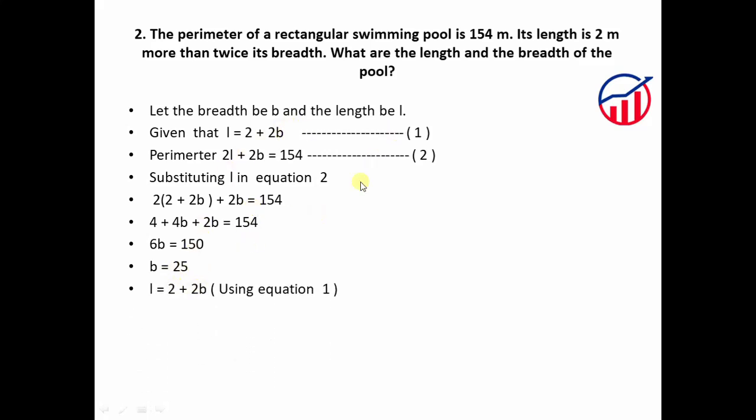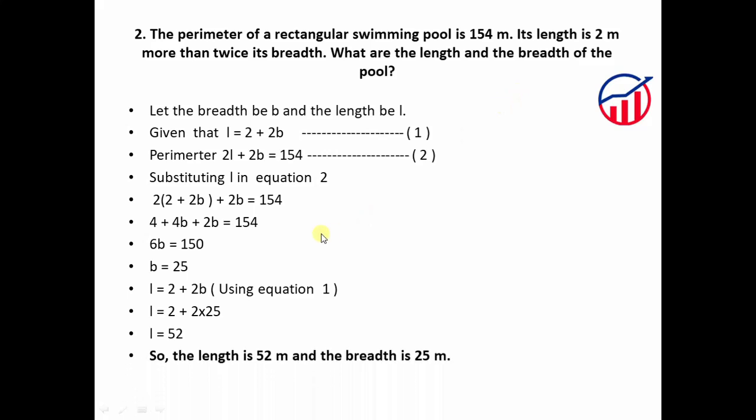How did we get it? From equation 1. Substituting the value of b, 2 plus 2 into 25. So l is equal to 52. How? 25 into 2 is 50, plus 2. l is 52. So what are the length and breadth of the pool? The length is 52 meters and the breadth is 25 meters.